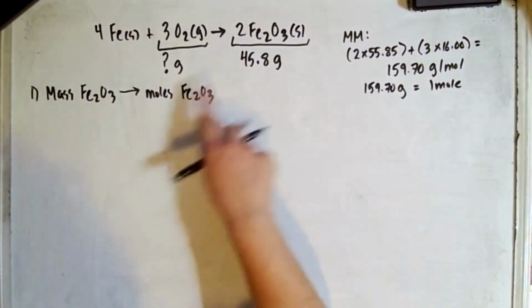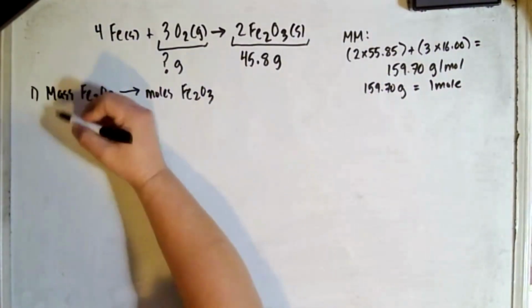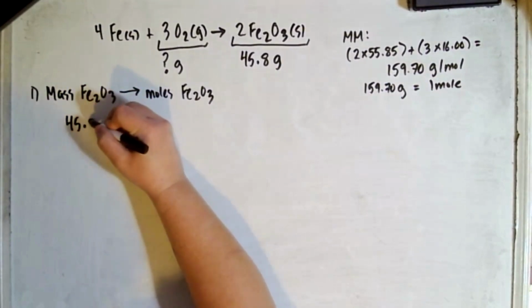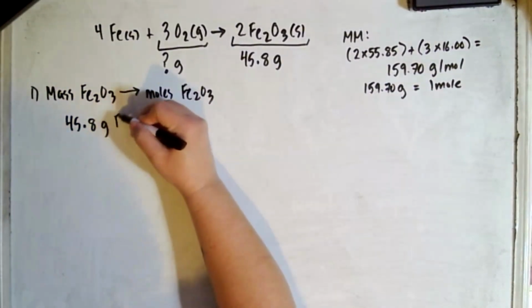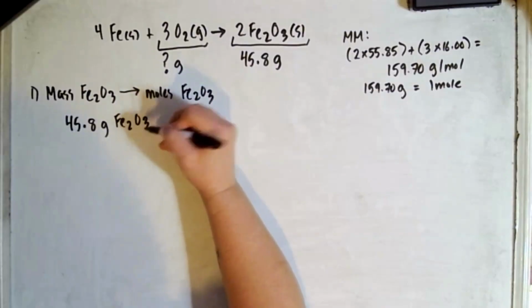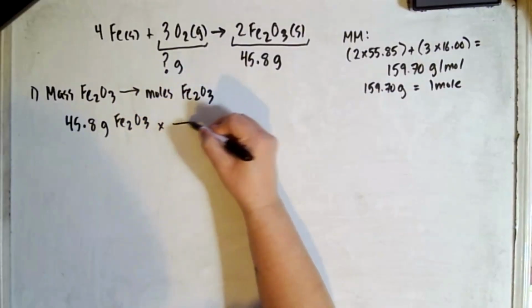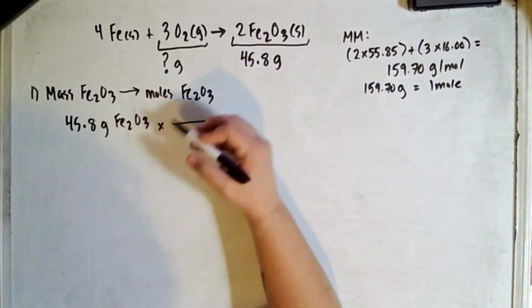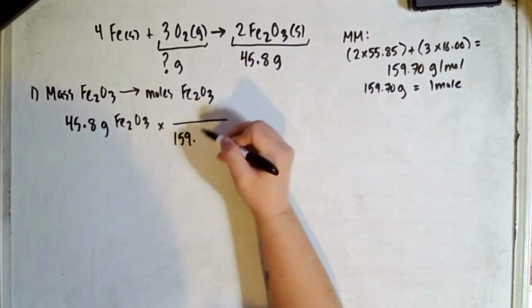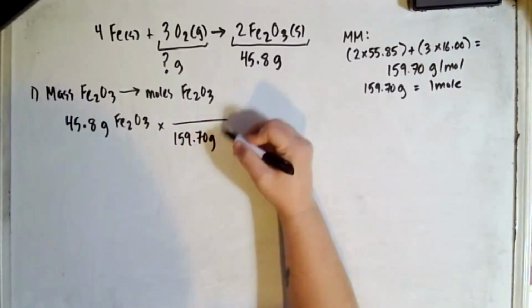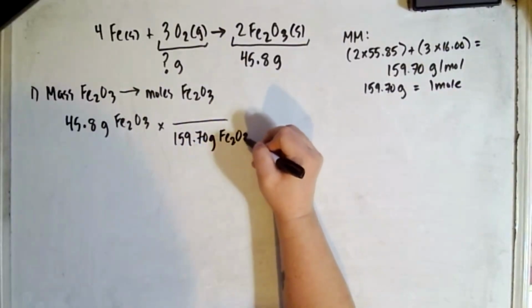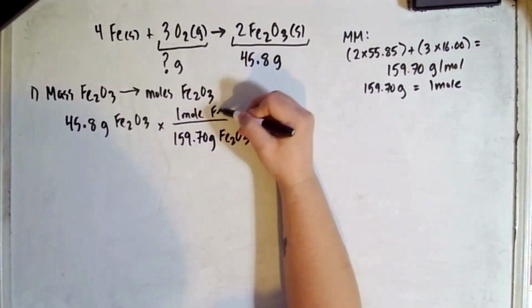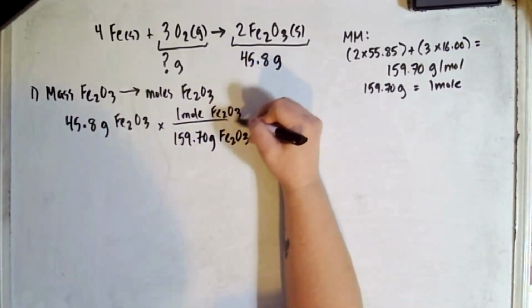So in our first step, when we're taking our mass value and we're converting it into moles, we start by doing our 45.8 grams of Fe2O3. That's what we're given to start with. And in our first conversion factor, grams of Fe2O3 are going on the bottom. And our 1 mole of Fe2O3 goes up top.